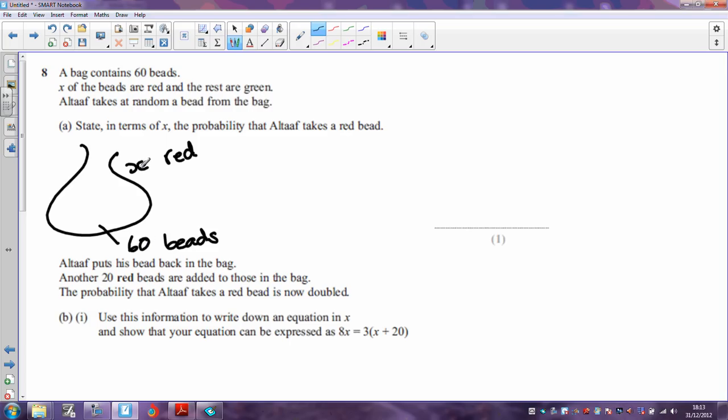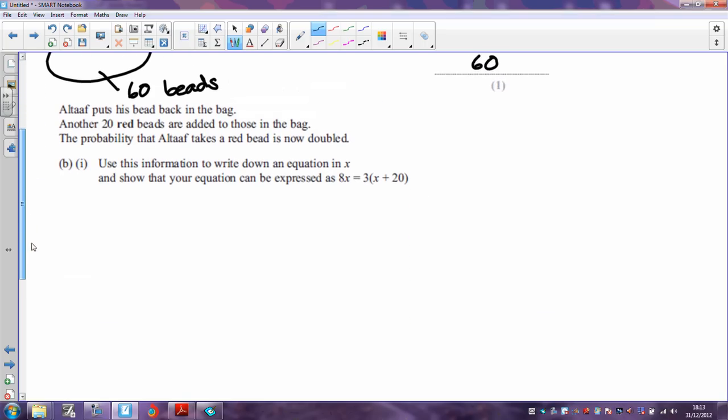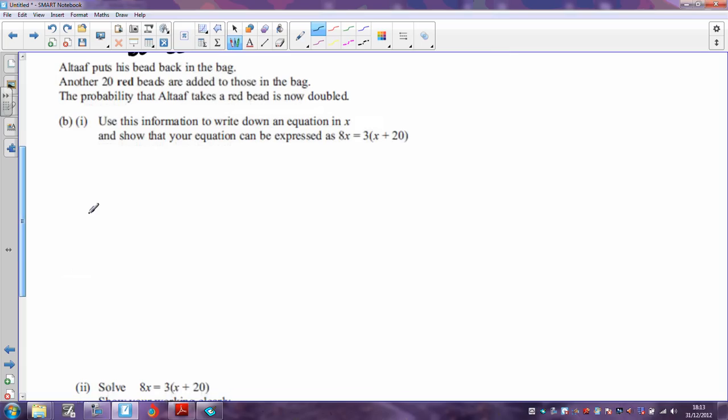In this case, we're using a little bit of algebra, so the probability of getting a red is just the number of reds, which is X, divided by 60, the number of beads altogether. Now, the next bit, if we read it carefully, he puts his bead back in the bag. So the original bag is still 60, of which X are red.